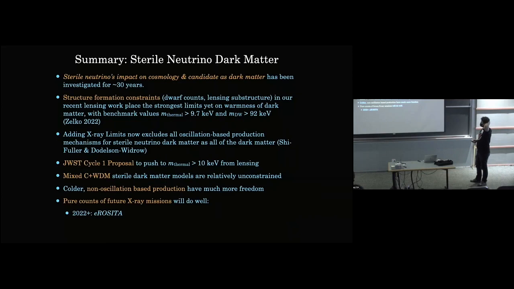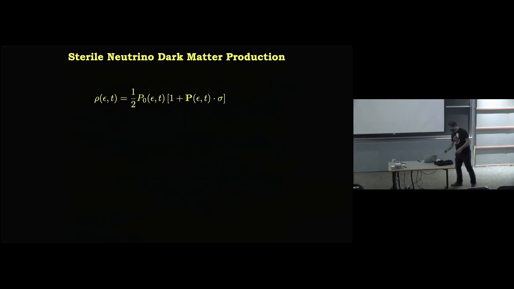and then pure counts of future X-ray missions will do well. eROSITA is flying. Prism should launch next year. EXTP in a few years. Athena and Lynx are 10 years or more away, but we'll be doing sterile neutrino astronomy. Oh, and that's it. Thanks.